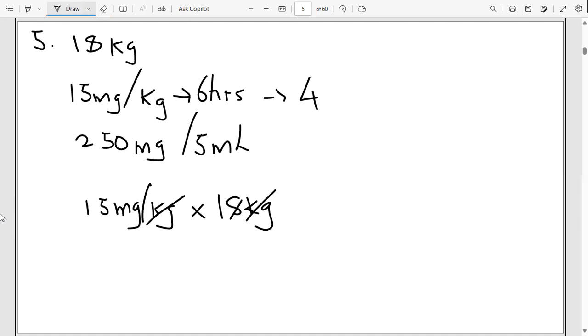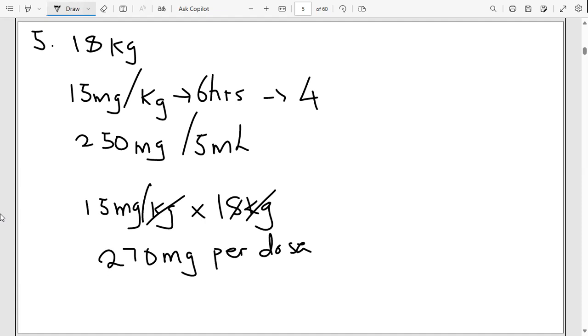That means if I multiply my 15 by 18, I'm going to get 270 milligrams per dose. So in those 4 doses that I'm going to give this patient, each of those doses is going to have 270 milligrams per dose. Now, they asked us to find this in mils and not milligrams.